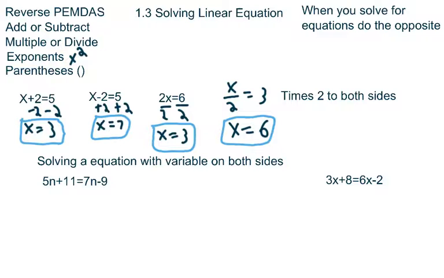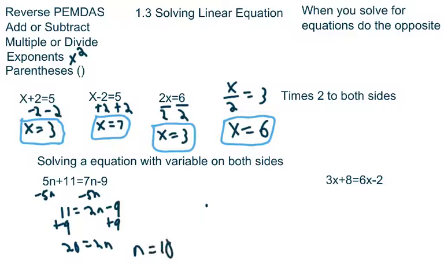Okay, solving an equation with a variable on both sides. The first step is to subtract 5n from both sides. It'll be 11 equals 2n minus 9. Add 9 to both sides. 20 equals 2n. N would be 10. So when you divide 20 by 2, it would be 10.